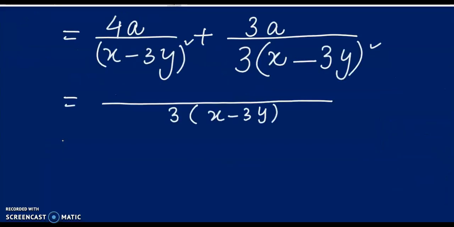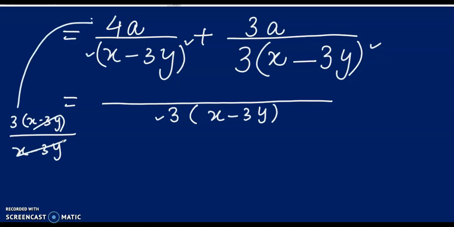Now this is our, so again we find the LCM in the same way. We divide 3x minus 3y, this thing, with this x minus 3y. So it cancels out, we get 3. We multiply this 3 with 4a. So we get 12a. And here, because they both are same, LCM and the denominator of the second fraction, so when we divide them we get 1. So we multiply 1 with 3a.